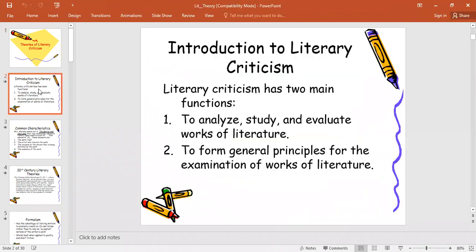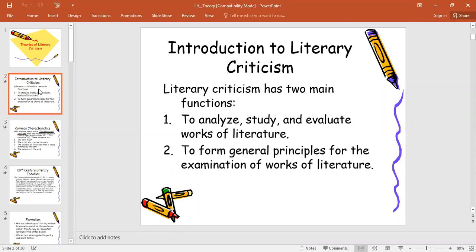Okay. Introduction to literary criticism. Literary criticism has two main functions. As we have discussed already in our previous lecture, there are so many functions of literary criticism. Literary criticism has two main functions. Number one, to analyze, study, and evaluate works of literature.